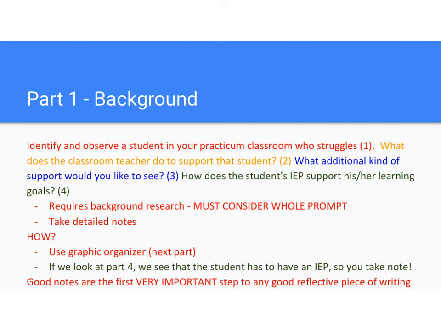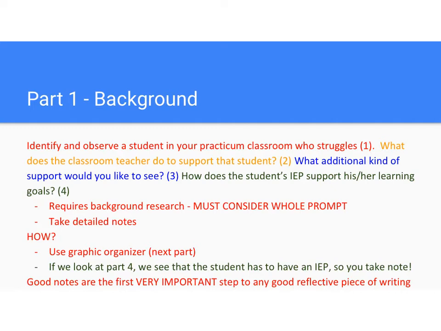And we have to make sure that we see all of the research in our prompt. So for example, we have to look at number 4, how does the student's IEP support his or her learning goals? Well, we have to select a student or a teacher that has a student with an IEP. And good notes are very, very important in any good reflective piece of writing. So let's look at this graphic organizer to get some help with the first part here. They're all about identifying and observing a student who struggles and the classroom teacher relationship with that student.